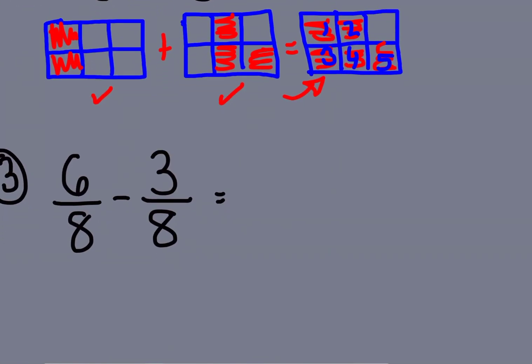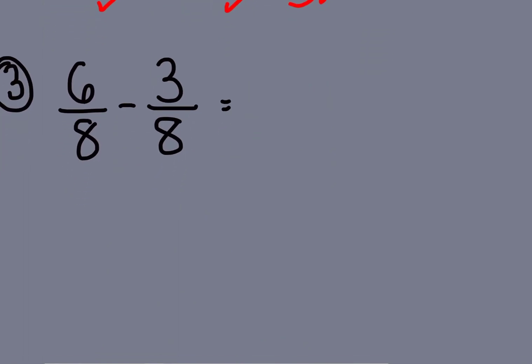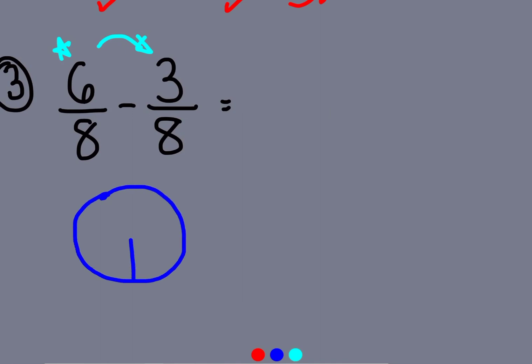It also works with subtraction. Now, you are only going to need one visual because you're going to start with this amount and you're going to take away this amount. So I'm going to have a pizza, and it's going to be broken up into 8s. You can do this with rectangles also. And I'm going to shade in 6. 1, 2, 3, 4, 5, 6.